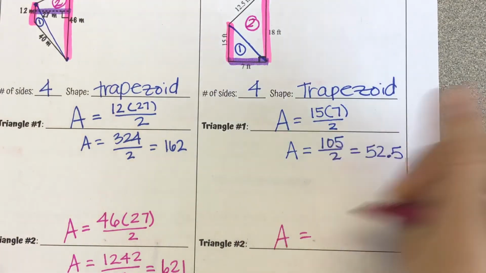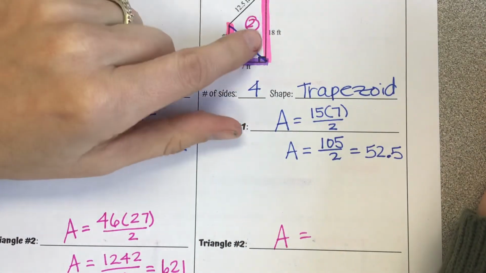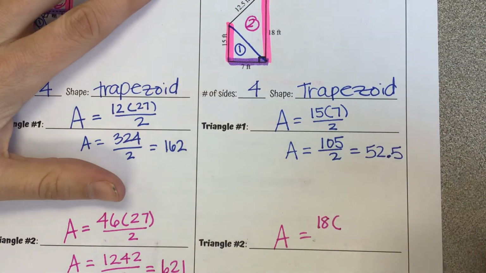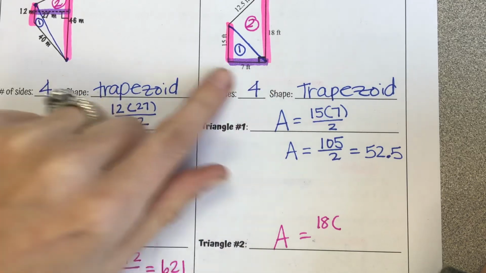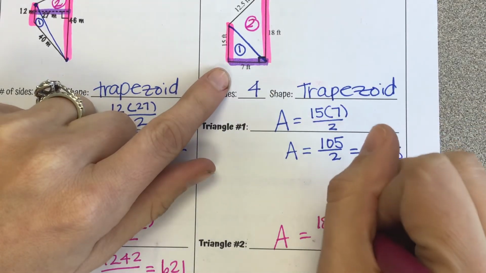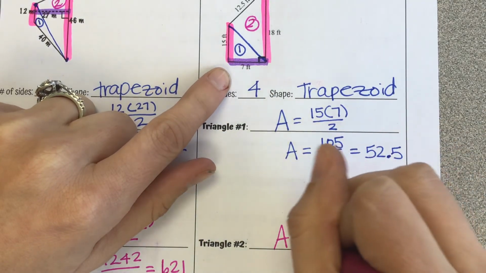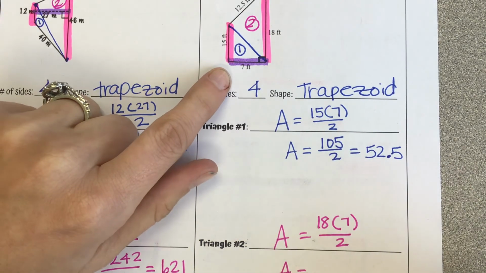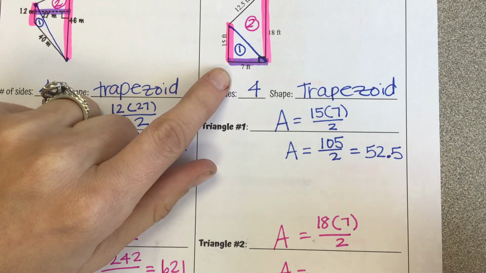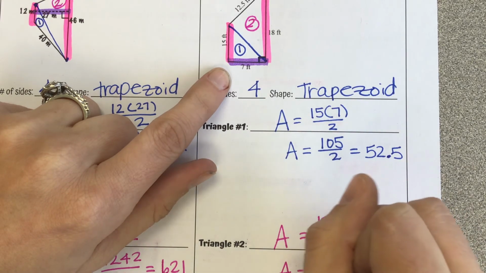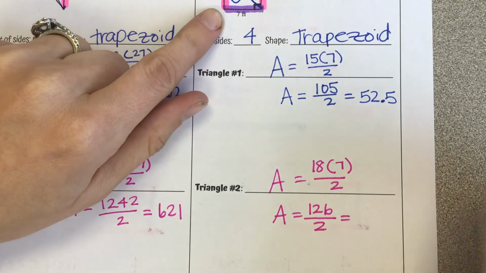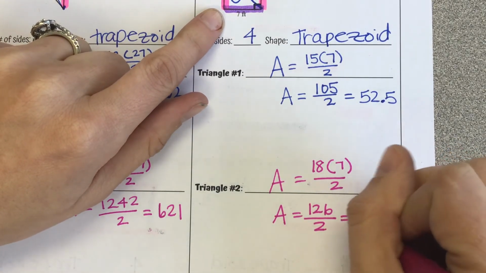And then we're going to look at triangle number 2. Same thing, we are looking for the parallel side, which is one of our bases, 18, times that same perpendicular height of 7 divided by 2. So 18 times 7 is 126, divided by 2, is 63.